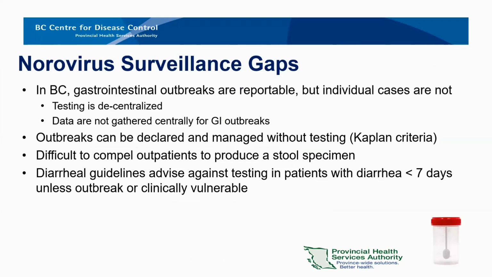One of the things, as I mentioned, is that it was just a subset of data that I was able to present to you, and that's because there's no centralized requirement that all norovirus data be captured in a centralized way. Norovirus outbreaks are reportable, but individual cases are not reportable. We also have a decentralized testing model, and we only sequence a subset of samples. The other thing is that outbreaks can be declared and managed without lab confirmation, using something called the Kaplan criteria.